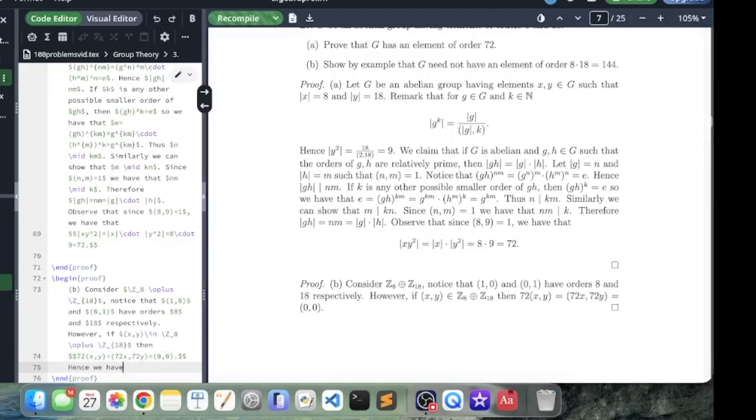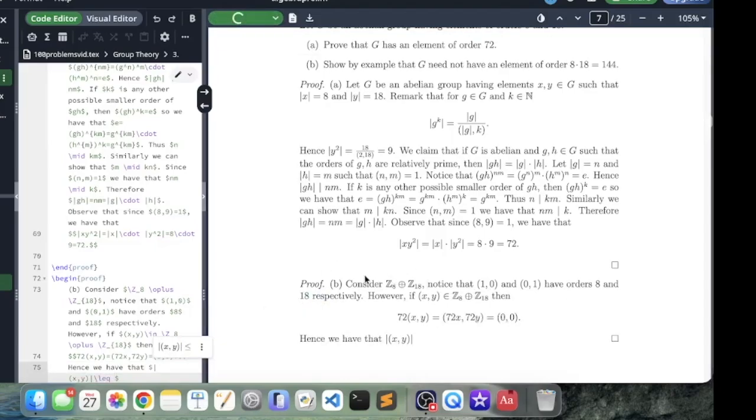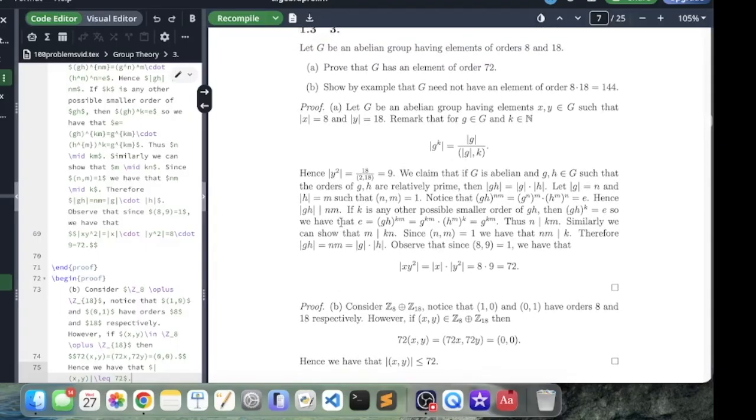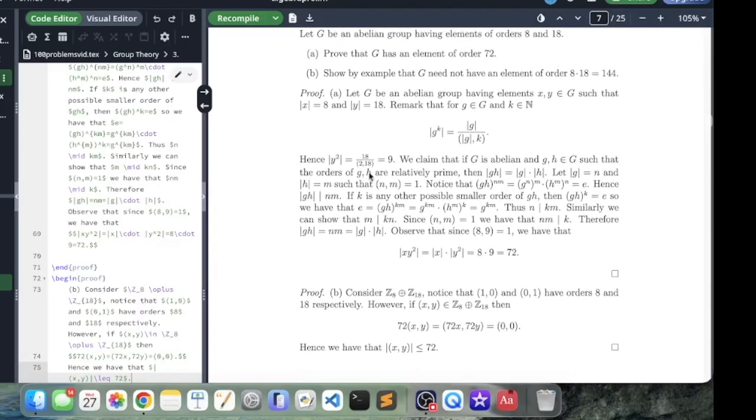Hence, we have that the order of an arbitrary element in this abelian group is less than or equal to 72. So it certainly doesn't have an element of order 144, which is greater. And that's the entirety of 3. Pretty cool proofs.